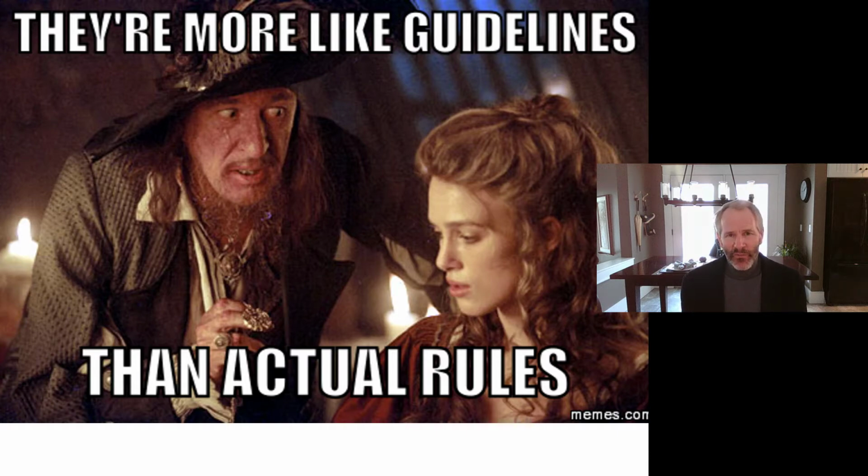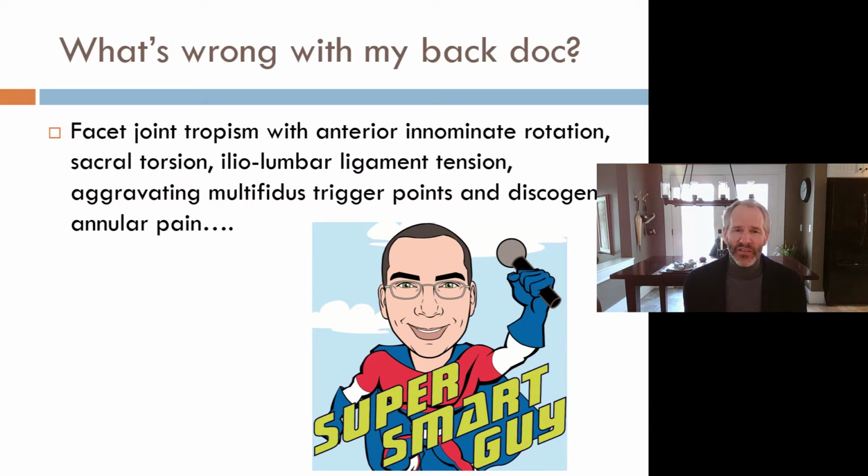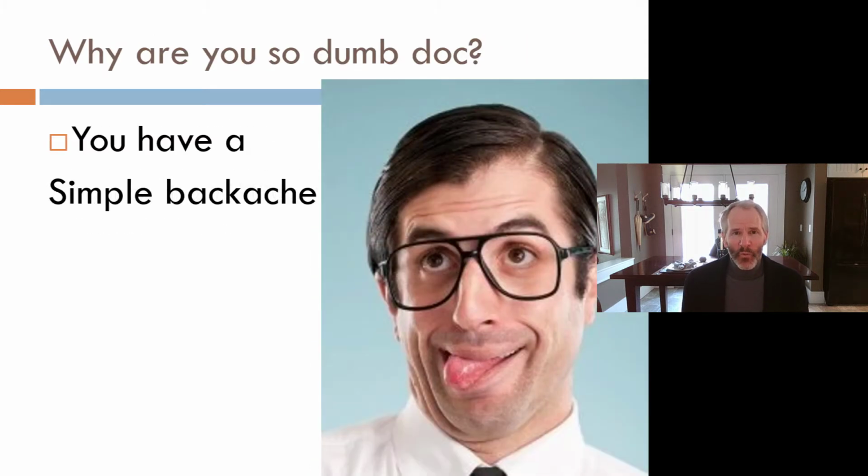So many patients come to my clinic and they've maybe seen a different practitioner, and they get a label, something like, I've got facet tropism with an anterior dominant rotation, sacral torsion, my iliolumbar ligament is very tense. I obviously have some multifidi trigger points, and there's also probably an underlying discogenic component to that. And those comments may be true. And then I tell the patient, you have a simple backache. The patient thinks, my goodness, this guy is a dummy. Well, guilty as charged, but I wanted to go through some of the baseline evidence here.